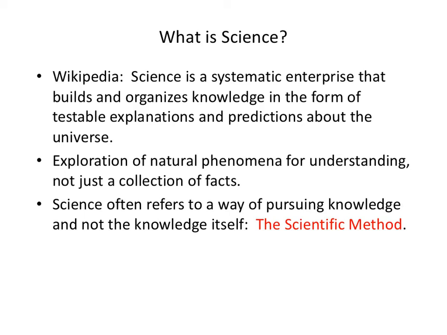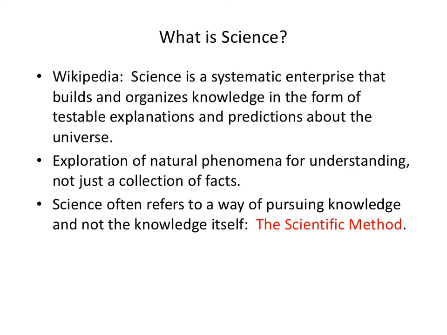So, when we're talking about the scientific method, one of the first obvious questions is, what is science? I think everybody has a pretty good idea of what science is to some extent, but if I ask you to give a definition, that's maybe harder. One of the definitions that I really like is the definition of science given by Wikipedia. According to Wikipedia, science is a systematic enterprise that builds and organizes knowledge in the form of testable explanations and predictions about the universe.